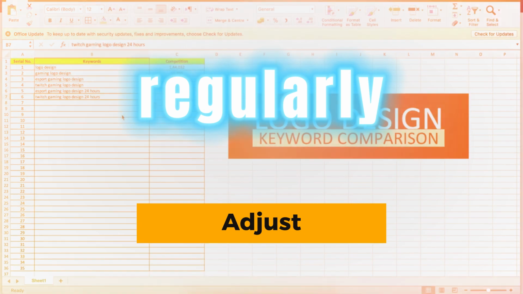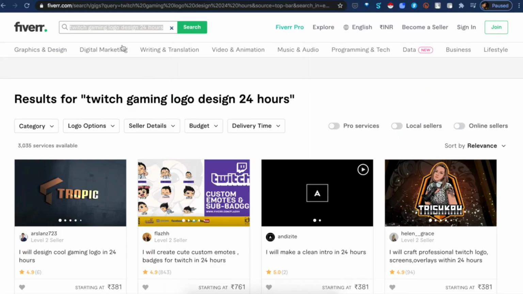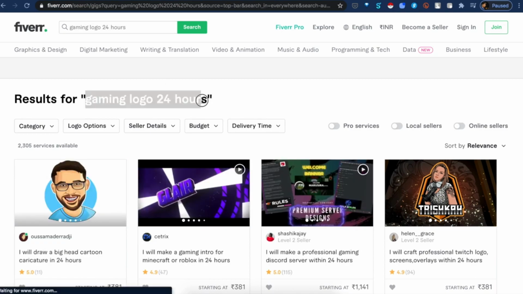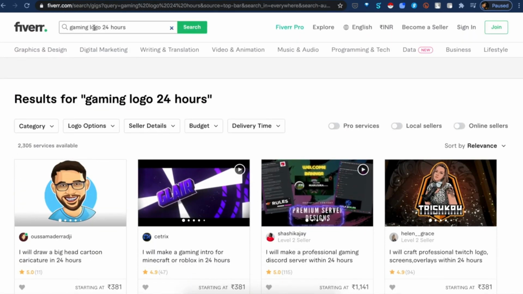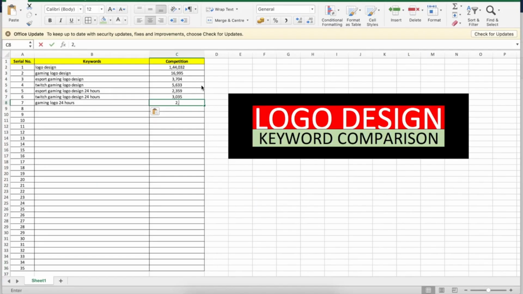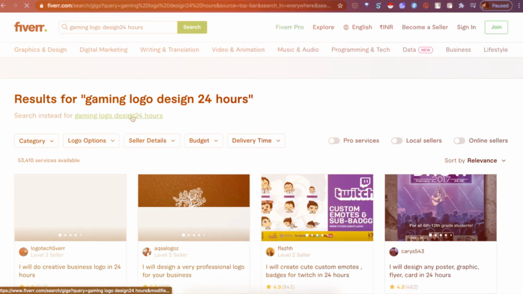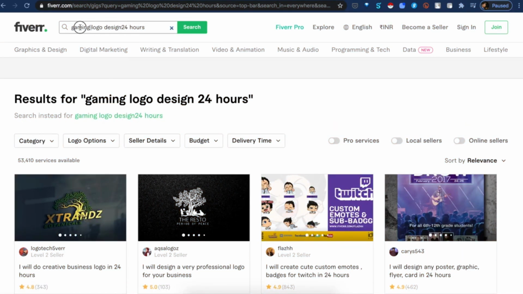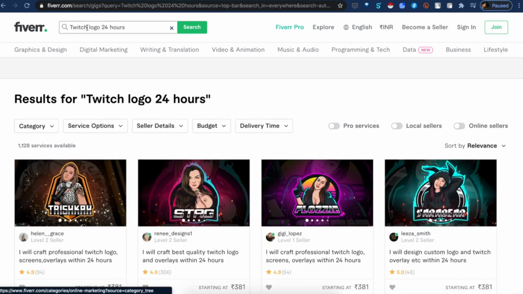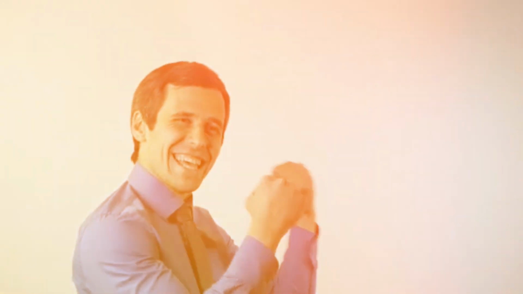Regularly monitor and adjust. Keep an eye on the performance of your gigs. If you're not getting the desired results, consider tweaking your gig titles, descriptions, and keywords based on feedback and performance data. Remember that finding the right keywords is an ongoing process. Regularly update your gigs and keywords based on trends and shifts in your niche. Additionally, providing high quality services and excellent customer satisfaction will contribute to your success on Fiverr over the long term.